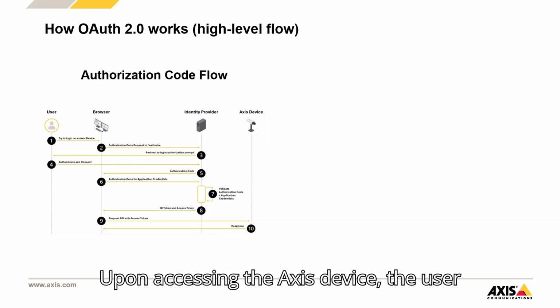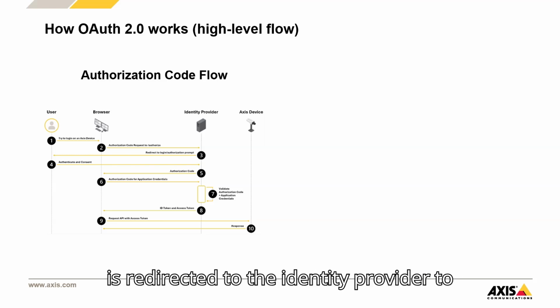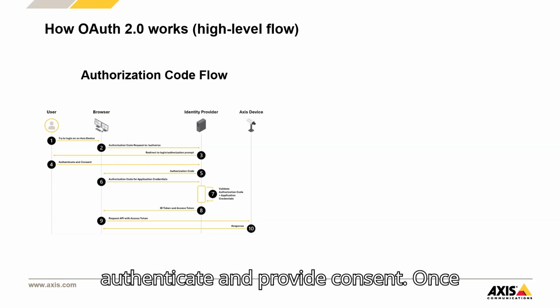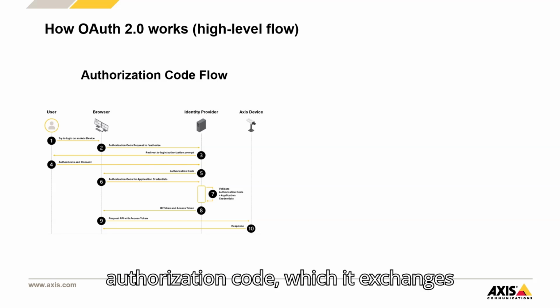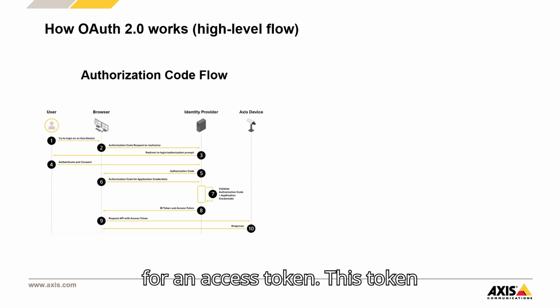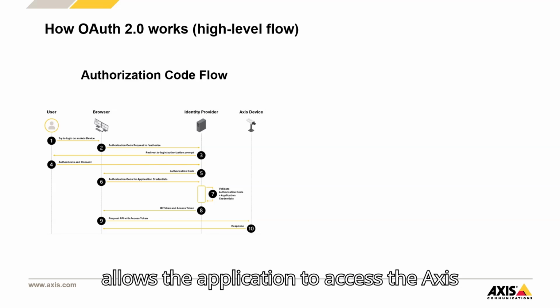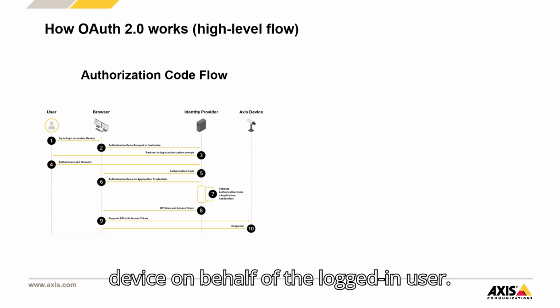Upon accessing the access device, the user is redirected to the identity provider to authenticate and provide consent. Once approved, the application receives an authorization code, which it exchanges for an access token. This token allows the application to access the access device on behalf of the logged-in user.